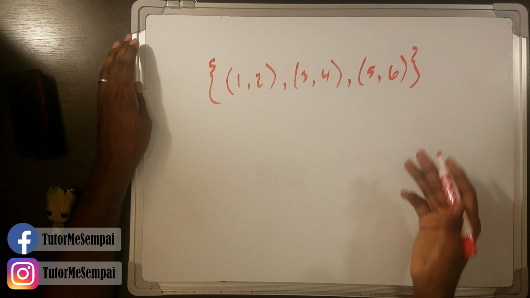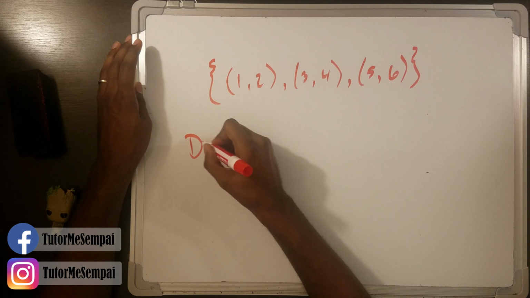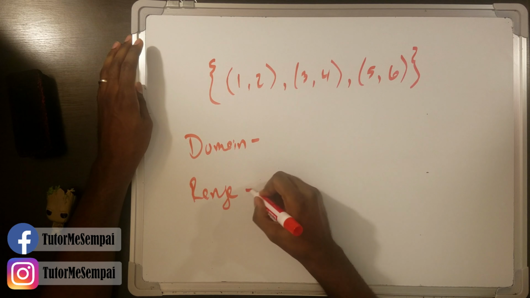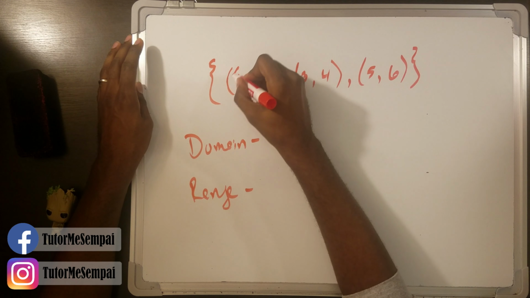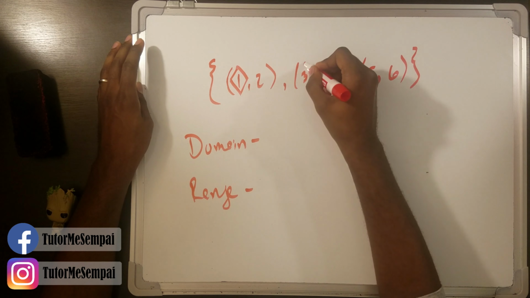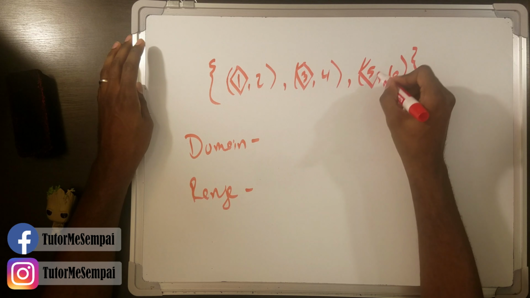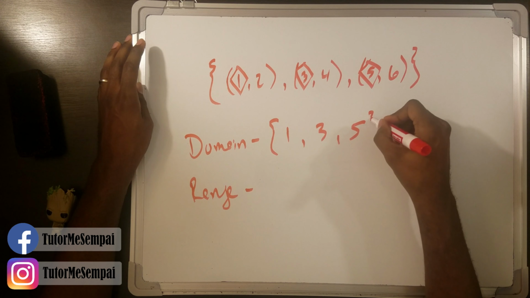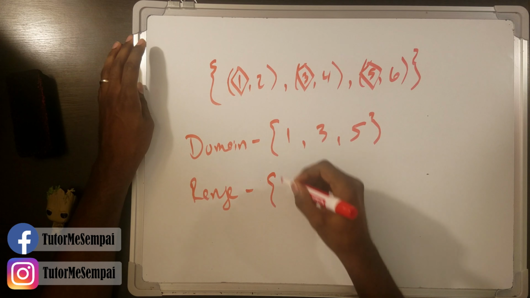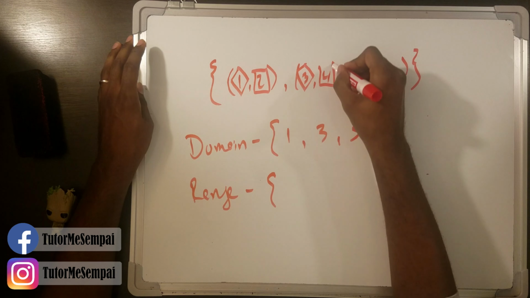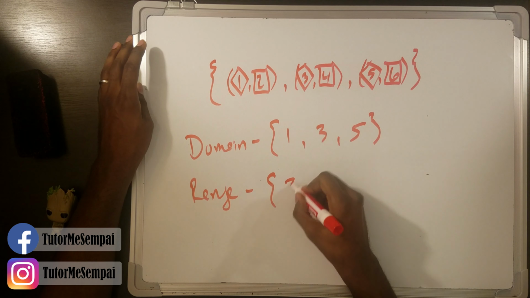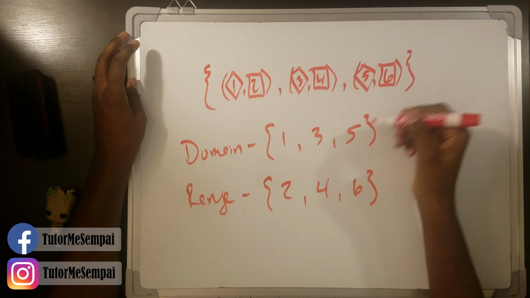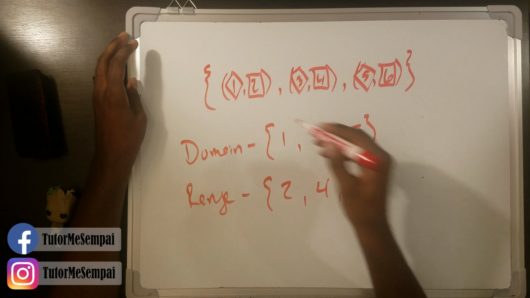Here's an example. Let's say we had this ordered pair here. For you to find a domain, you would look at all possible x's, right? So, if you remember D, diamond, for domain, that would be 1, 3, 5, right? And in a range, R, rectangle, would be 2, 4, 6. Simple, right?